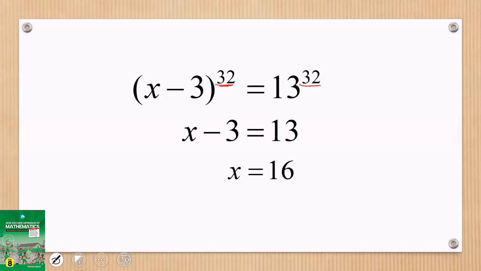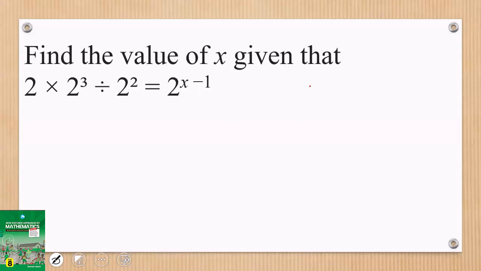Now let's see how we can apply this in solving questions. If you are given a question like this, find the value of x, given that 2 times 2 to the power 3 divided by 2 to the power 2 is equal to 2 exponent x minus 1. Here we have multiplication with the same base, and the second term is exponent 1, so that is going to give us 2 exponent 4 divided by 2, which is equal to 2 exponent x minus 1.